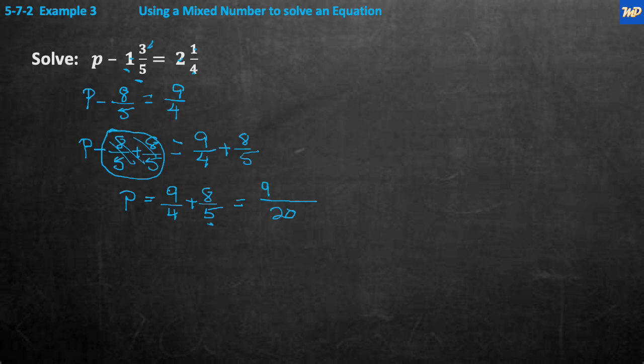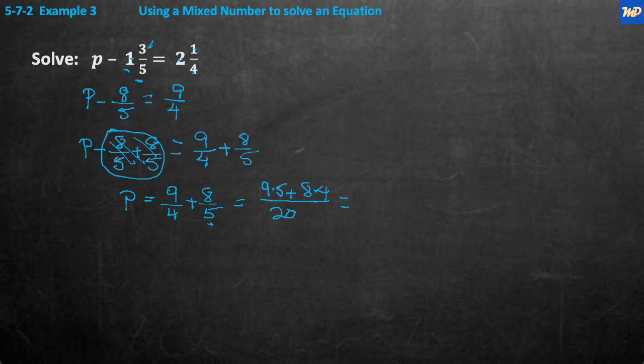So we're going to get 9 times 5. And it's a positive, so a plus rather. So we're going to add a plus. And we're going to take the denominator from the 9/4, the 4, times the numerator of the 8/5, which is the 8. 8 times 4. And we have the 20 in the denominator. So now I'll extend that a little bit there.